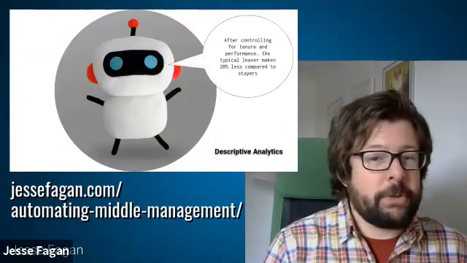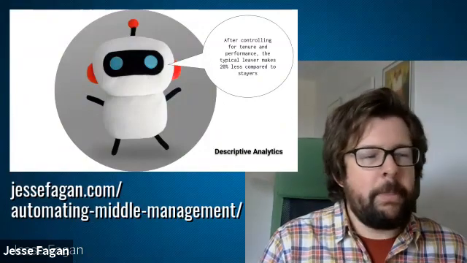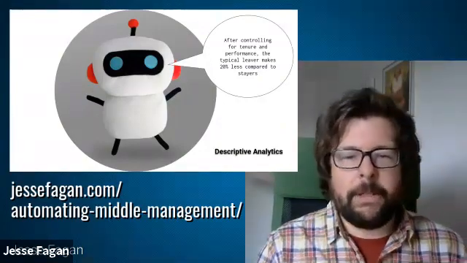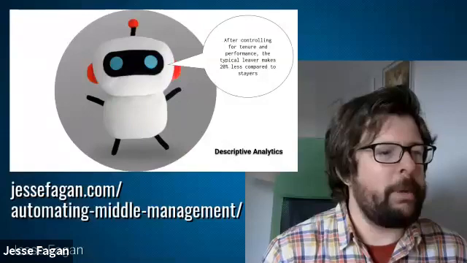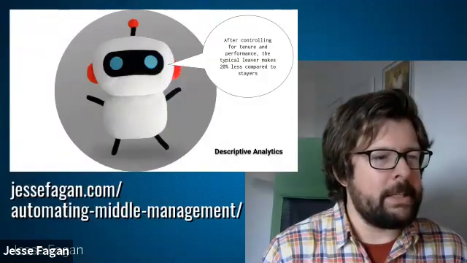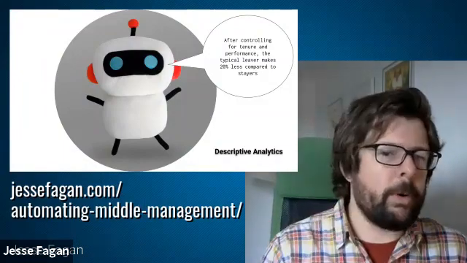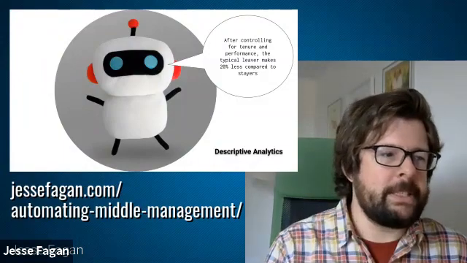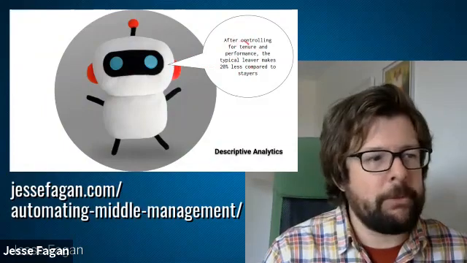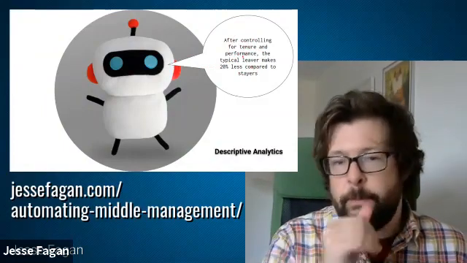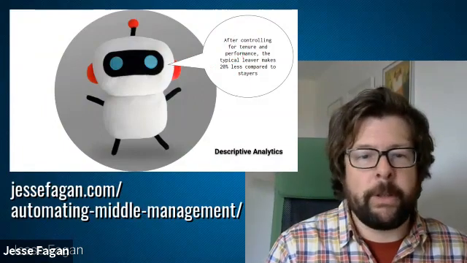All right, so at the descriptive level, you might see these levels. Gartner Analytics likes to talk about these different levels of analytics, but the lowest level is descriptive. And our little bot went out and looked at all the data and said, after controlling for tenure and performance, the typical leaver makes 20% less compared to stayers. And a leaver in this case is somebody who quits their job. So we're really concerned about people who leave and stay. So in this case, it's saying that leavers tend to make less money after controlling for even how long they've worked there and performance. So we're underpaying people who are doing a good job and have been here long enough. We're not rewarding them properly.